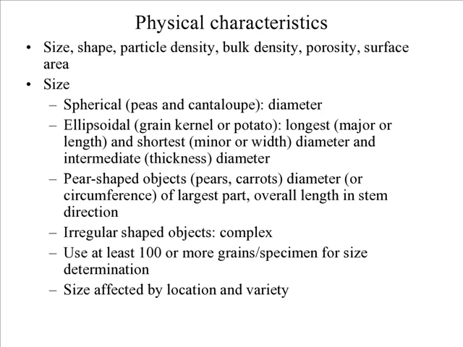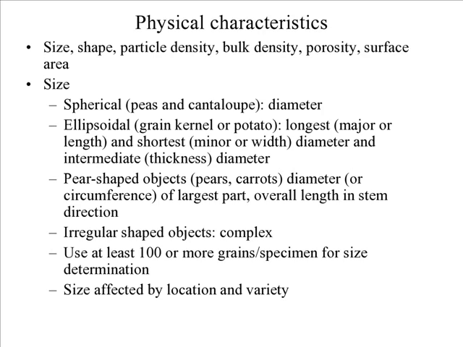In terms of physical characteristics, we examine a number of different things, such as size, shape, particle density, bulk density, porosity, and surface area. But when we talk about size, you have to be clear about what it is that you're actually going to measure. When you're dealing with things like peas and cantaloupes that are spherical, you're measuring the diameter. When you're dealing with foods like a kernel of grain or a potato that's classified as ellipsoidal, you look at the longest or shortest diameter and the intermediate diameter. When you deal with things like pears and carrots that you could call pear-shaped, you look at the diameter of the largest part and the overall length in the stem direction.